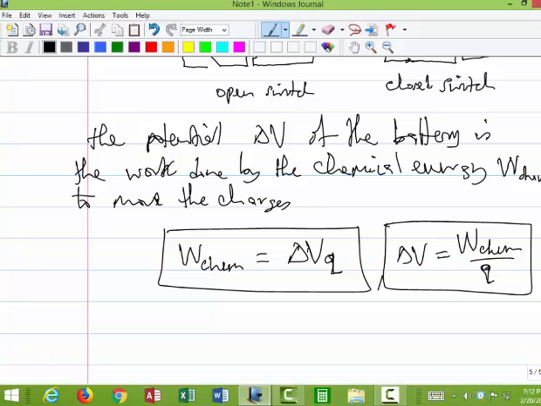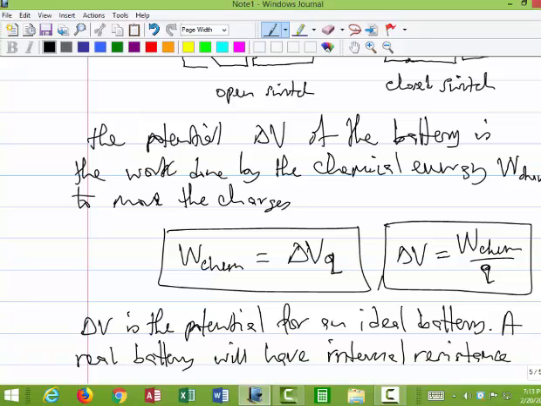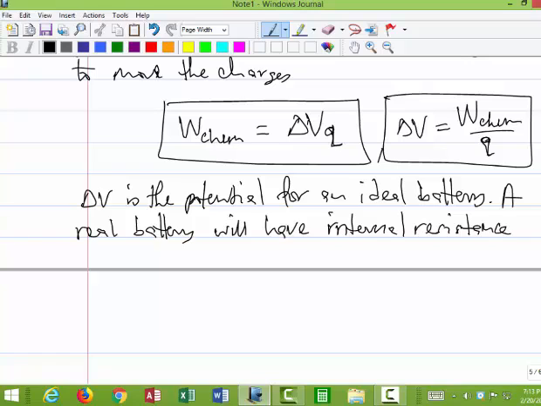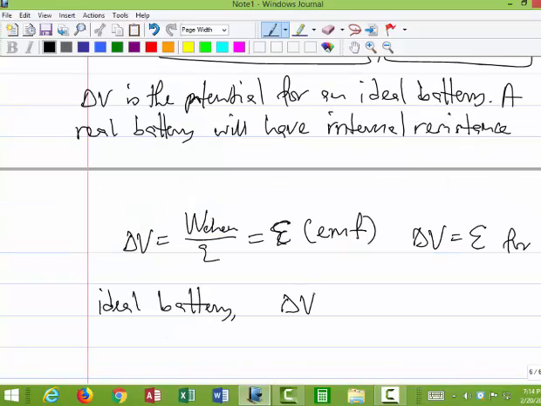That's for an ideal battery. For a real battery, there's going to be some resistance. We shall see that later. So we can say that a real battery will have internal resistance. Okay, so what we have here is that delta V is equal to the chemical energy per unit charge, and this is equal to the EMF. Okay, so delta V is equal to EMF for an ideal battery. On the other hand, delta V is less than the EMF for a real battery. Alright, I think that should do it.